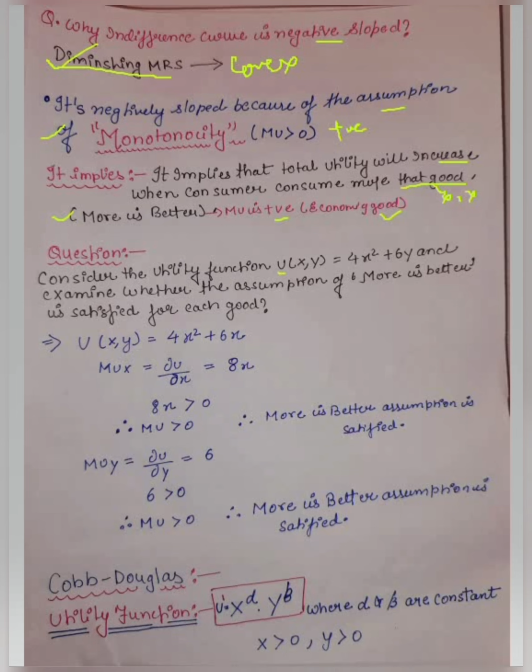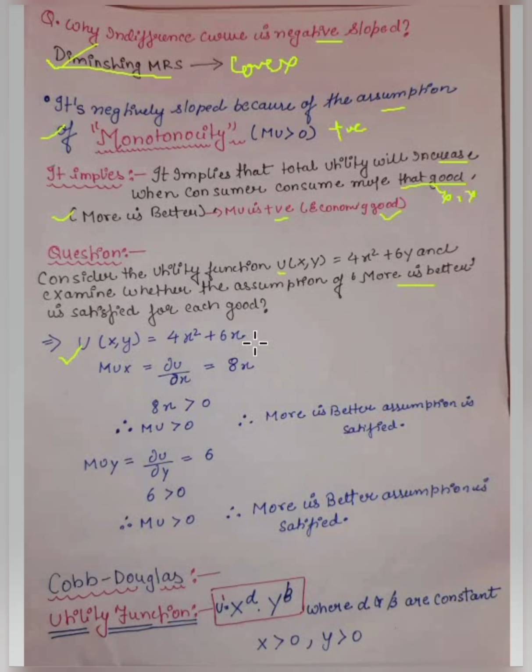U is equal to a function of x and y, and we have taken a function that is 4x squared plus 6y, and we have to examine whether the assumption of more is better is satisfied for each good. So what we will do, we will first write the equation over here, utility function 4x squared plus 6y.